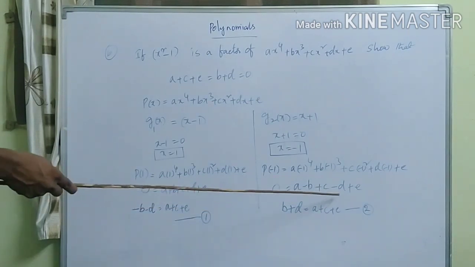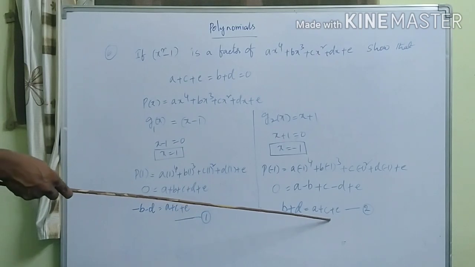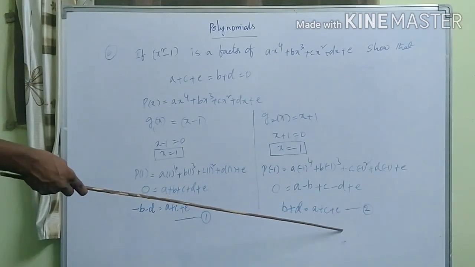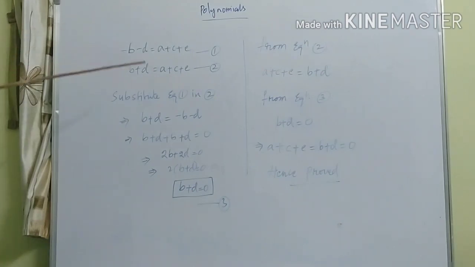Transpose these negative terms, that is b plus d is equal to a plus c plus e. This is equation 2. Transpose b and d terms. So minus b minus d is equal to a plus c plus e. This is equation 1. This is equation 1 and equation 2. Substitute equation 1 in 2. Substitute this value in equation 2.